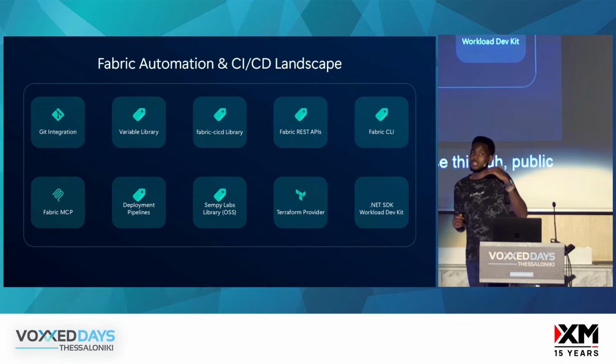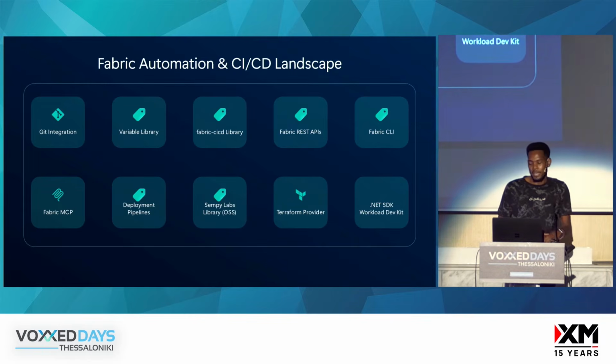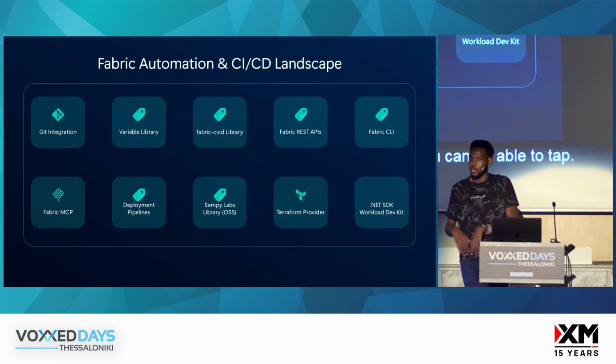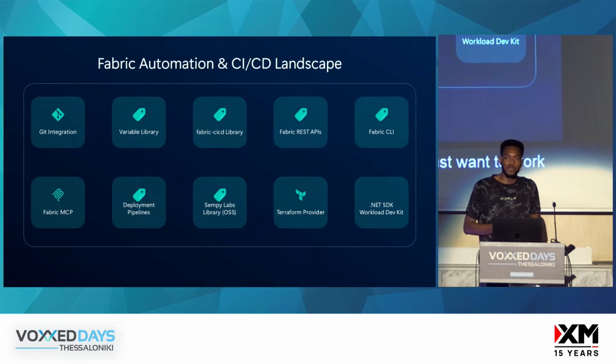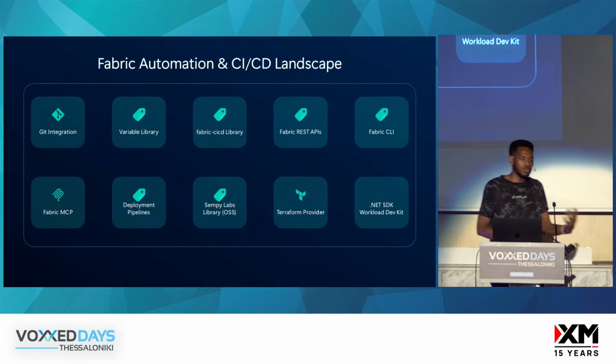And you'll find almost all the Fabric items have these public APIs that you can tap into. We also have the Fabric CLI, because sometimes you just want to work directly from the CLI. If you want to create a new item, it might be much easier and faster to work directly with the CLI.